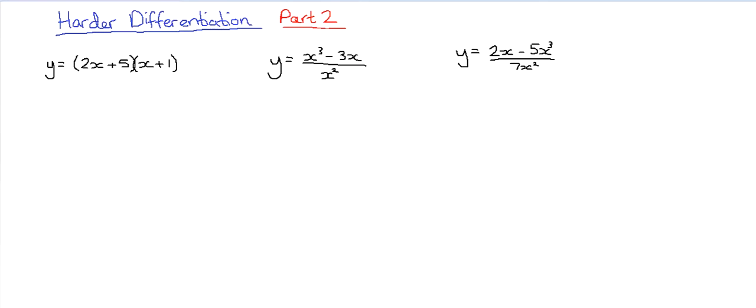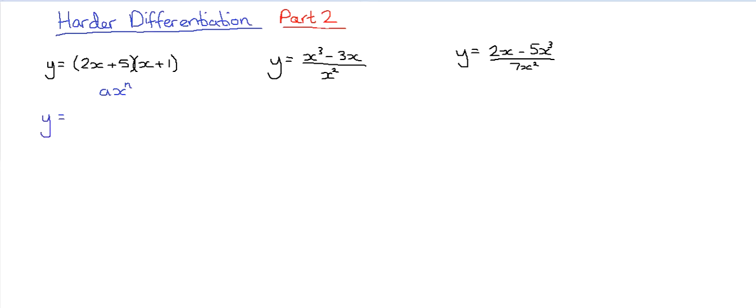Hi there guys, and we're going to have a quick look at some more harder differentiation questions. I've called this part 2, and you can see straight away that they're a little bit more complicated. Okay, so this first one, really common that we give you things like this. It's not in its normal form, it's in a factorized form. Now, is this in the form of ax to the n? No. So that's what we've got to do, we've got to expand it.